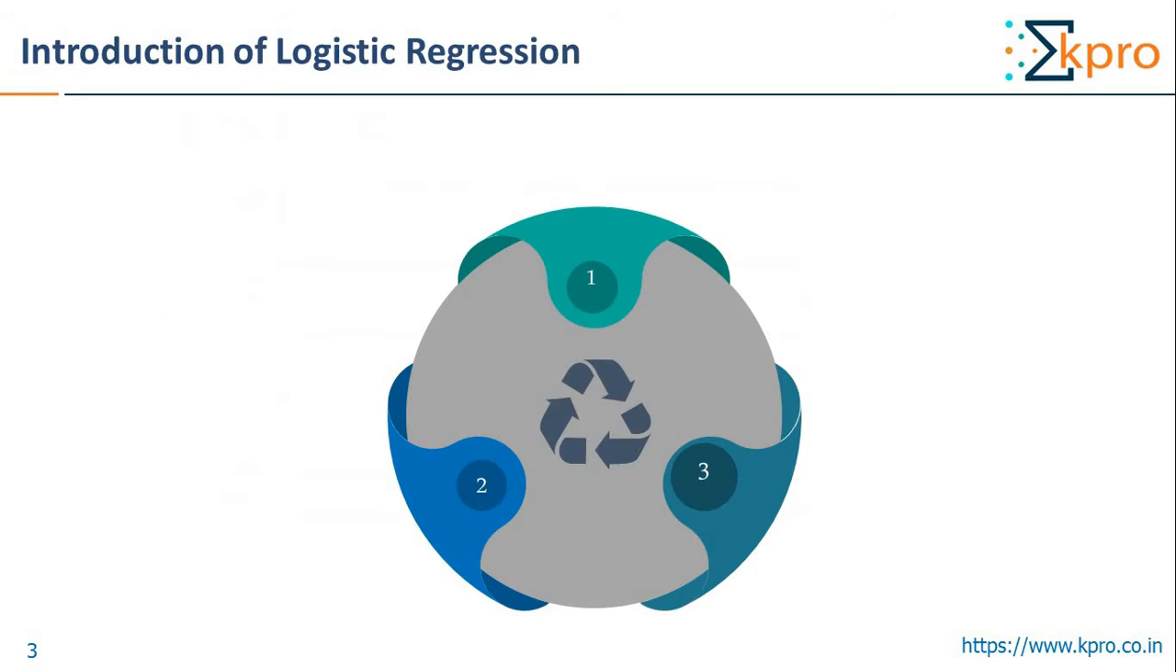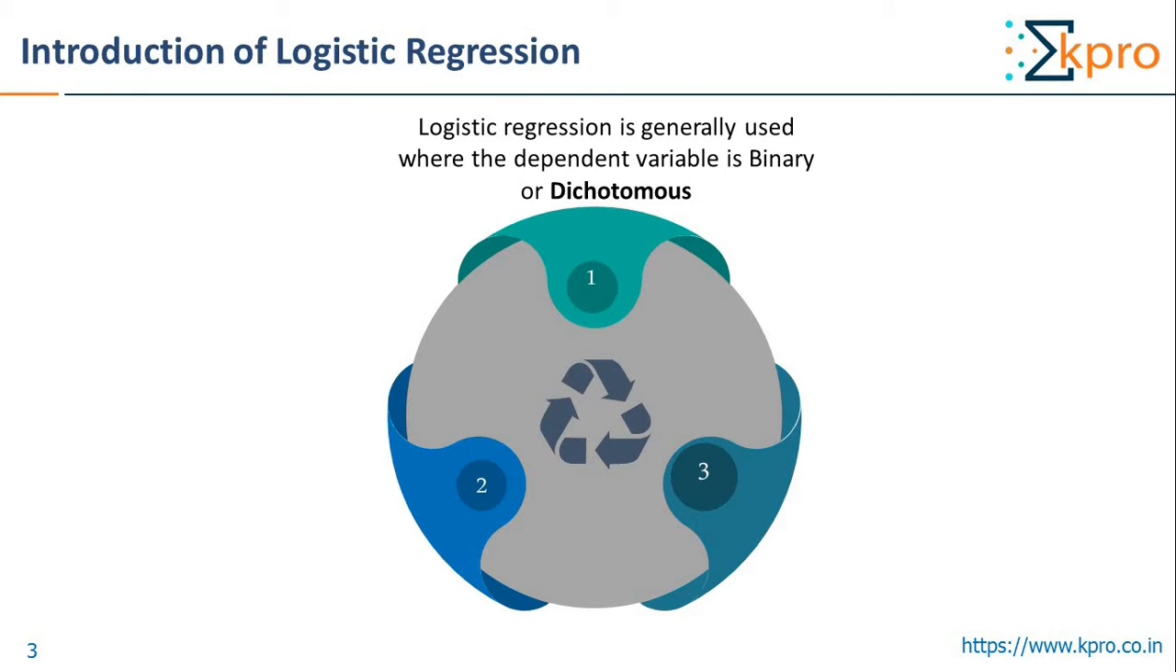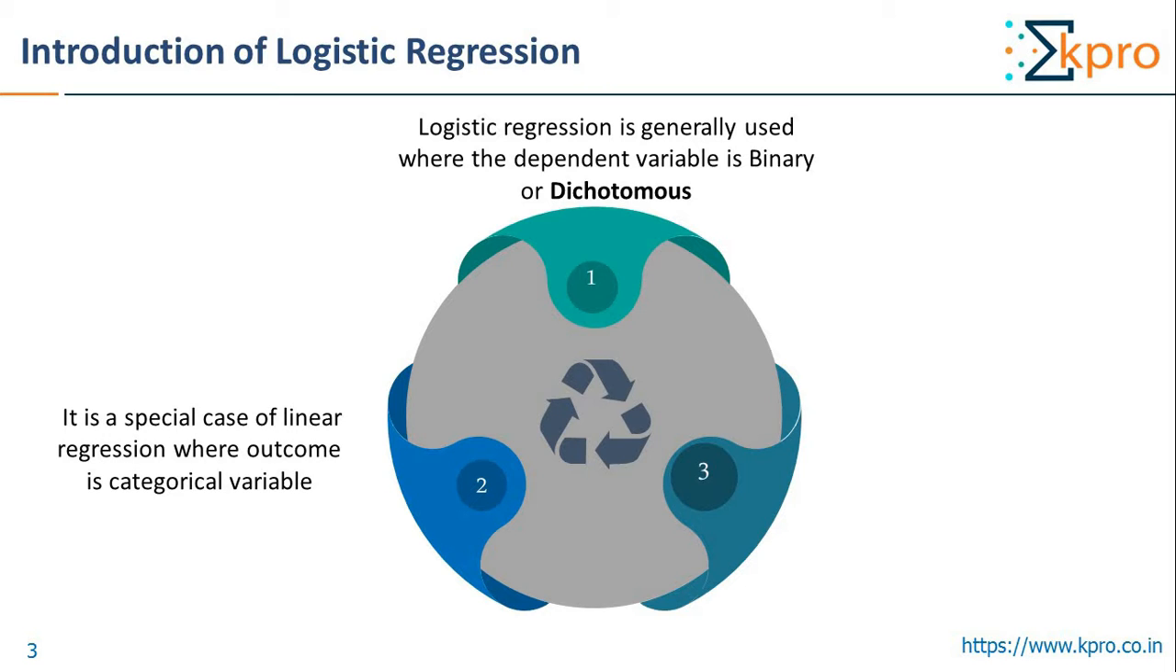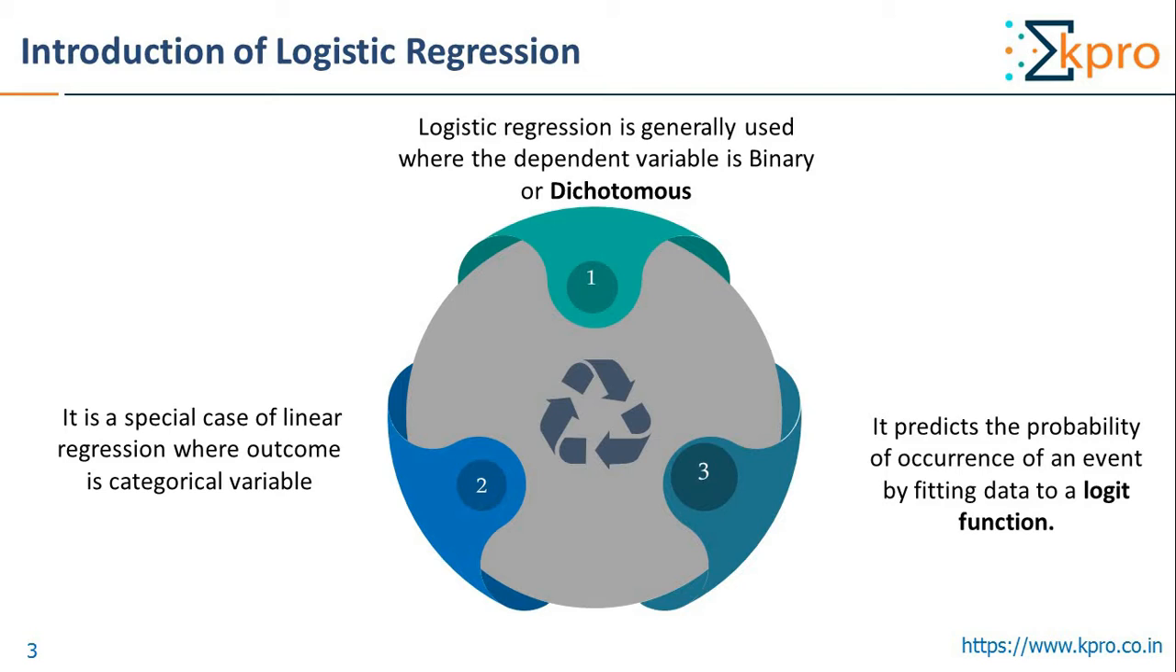So let's get started. Logistic regression is generally used where the dependent variable is binary or dichotomous, which means the dependent variable can only take two possibilities such as yes, no, true, false, 0, 1, living, dead, etc. It can be called a special case of linear regression. The only difference is that here the outcome is a categorical variable. This predicts the probability of occurrence of an event by fitting data into the logit function.